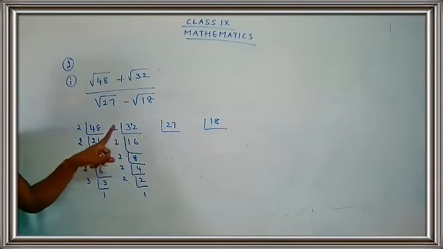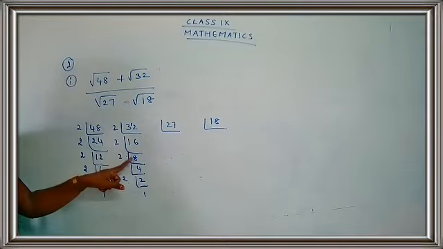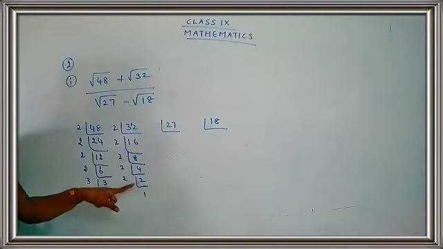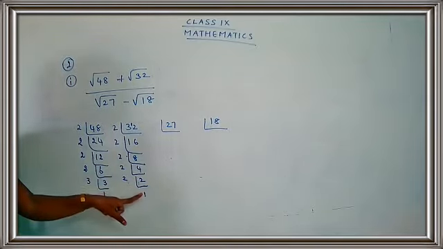When you divide 32 by 2 you get 16. When you divide 16 by 2 you get 8. When you divide 8 by 2 you get 4. When you divide 4 by 2 you get 2. Now 2 goes in the table of 2 and you have the same numbers over here. So you have to complete the factors by writing 1.